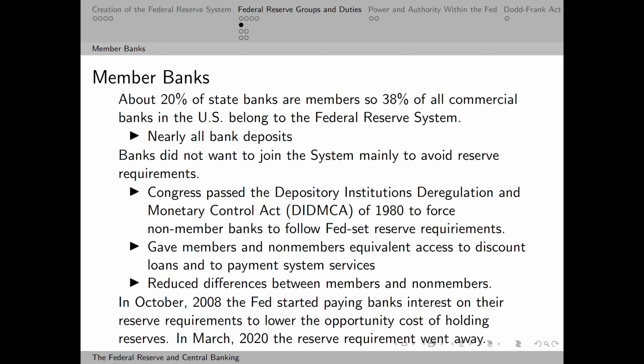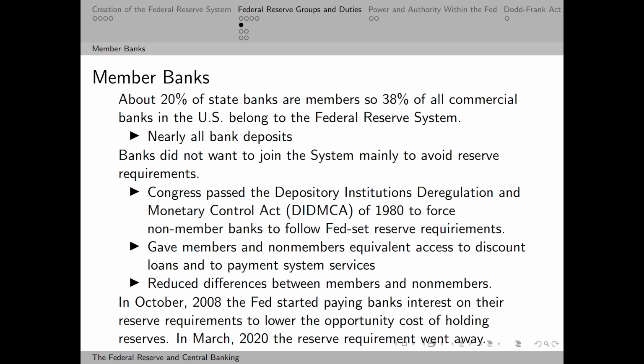And it's also increasing. Banks initially didn't want to join the Federal Reserve System to avoid reserve requirements, because if you remember, the Federal Reserve System requires banks to hold on to a certain amount of deposits. And these local banks did not want to join so that they didn't have this reserve requirement imposed on them and so that they could lend freely.